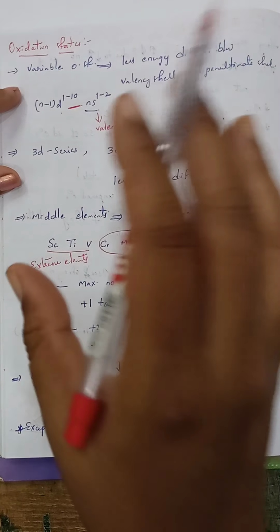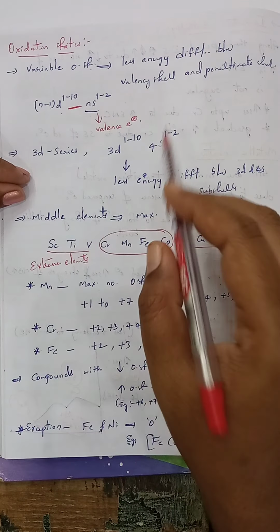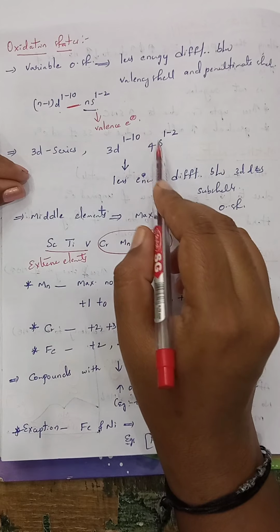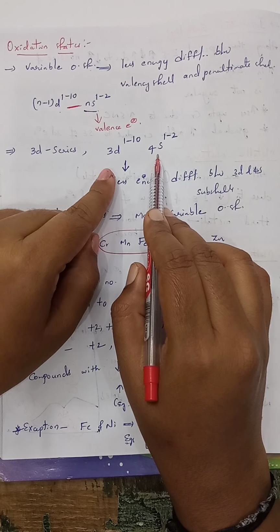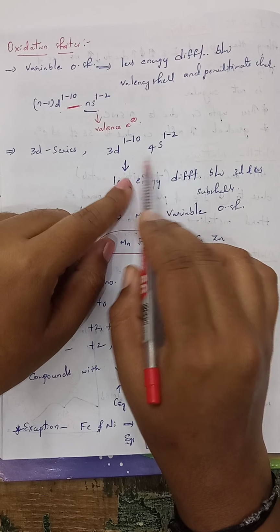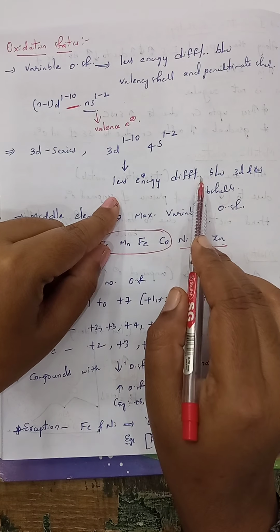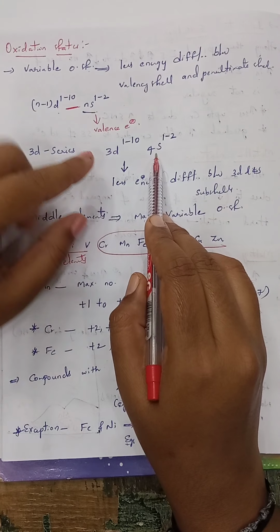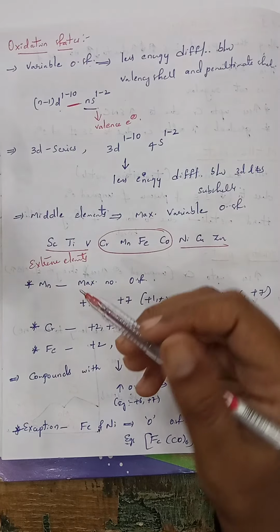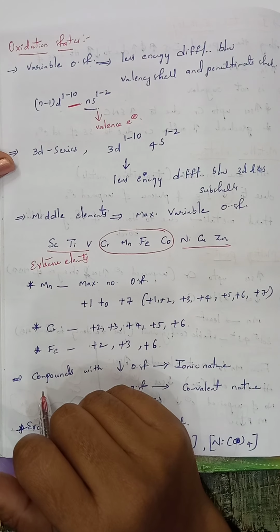If you consider specifically the 3d series, its configuration is 3d 1 to 10 and 4s 1 to 2. So this is the valence shell and this is the penultimate shell. Between these two, the energy difference is very small. Due to this small energy difference between 3d and 4s electrons, all the 4s and 3d electrons try to participate in bond formation and can show variable oxidation states.